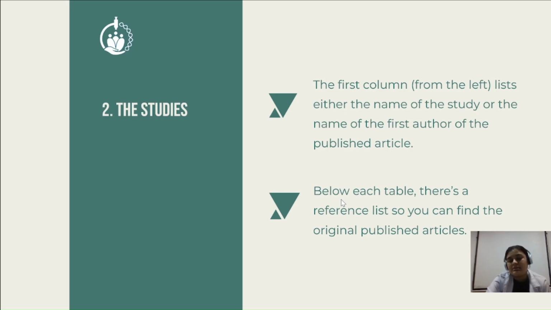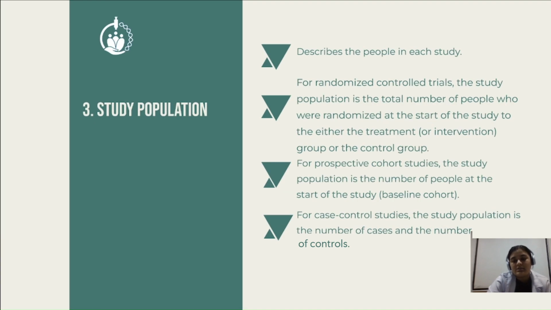Mostly these trials and these retrospective or prospective cohort studies have their own names. For example, the EPIC trial or the Wonder database. These are specific names for these trials or for these databases that you can include rather than the first name of the author if there is a name included. Below each table, there's a reference list, so you can find the original published articles. Obviously, as mentioned, you need to add the references for each study that you will be adding, so that it is easier for the reader to find those studies.